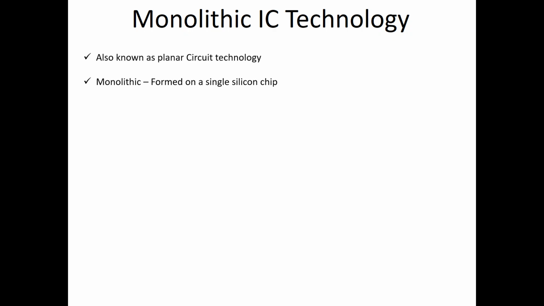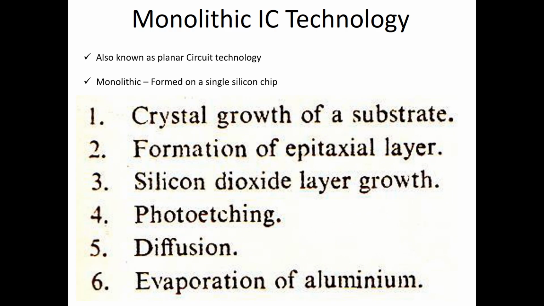Monolithic IC technology, also known as planar circuit technology. Monolithic means formed on a single silicon chip. In this technology, we have these various steps that will be followed: crystal growth of a substrate, formation of epitaxial layer, silicon dioxide layer growth, photo etching, diffusion, evaporation of aluminum.